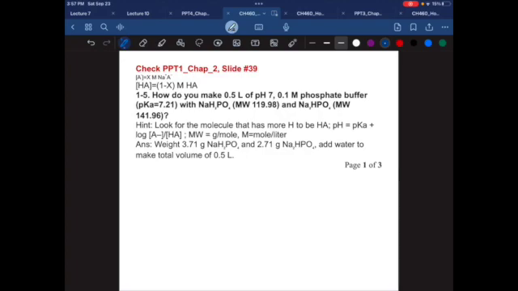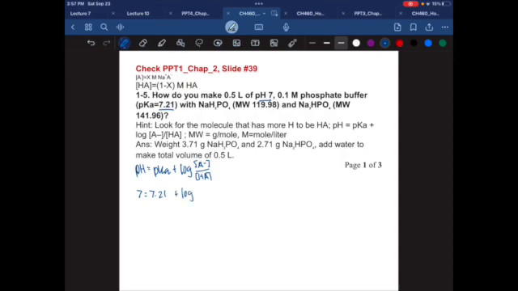This is Juliana Boyette solving question 5 on homework 1. So for this question, we will need the Henderson-Hasselbalch equation, which is pH equals pKa plus log of the concentration of conjugate base over the concentration of weak acid. So we are given pH, which is 7. We are given pKa, which is 7.21.